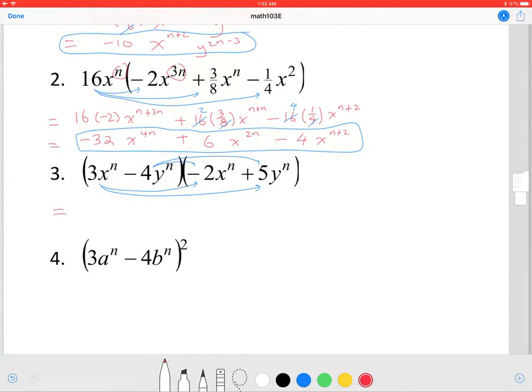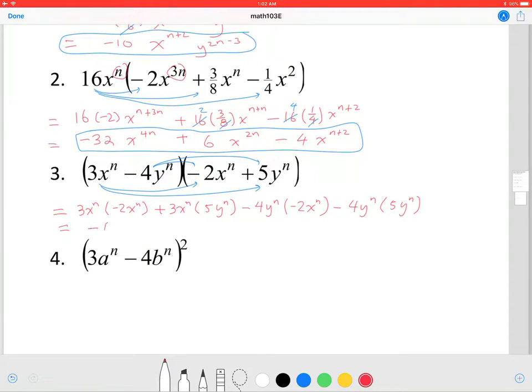So I'm just going to write out everything. 3x to the n times negative 2x to the n, plus 3x to the n times 5y to the n. Okay, and now I'm going to distribute the negative 4y to the n, so minus 4y to the nth power times negative 2x to the nth power, and minus 4y to the n times 5y to the n. Okay, so let's finish this off.